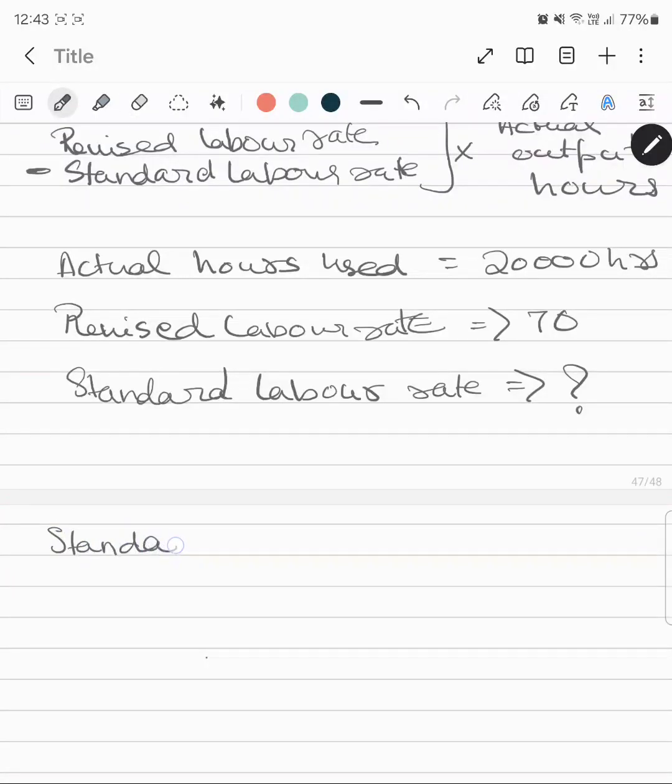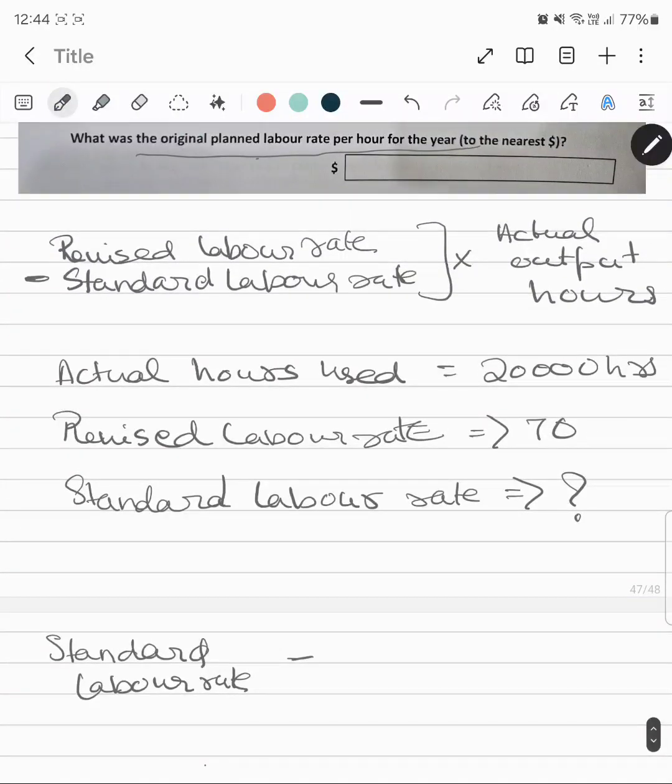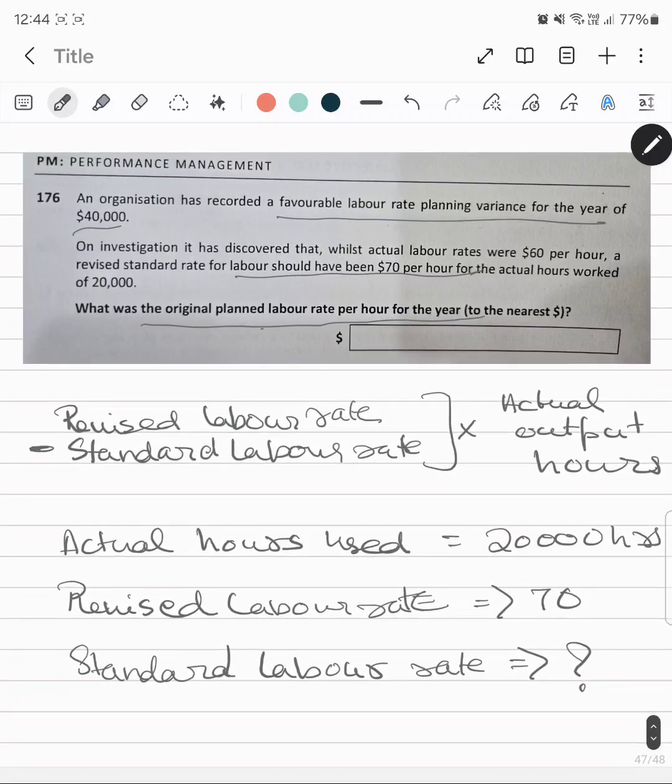So in this case, the standard labor rate is more than the revised labor rate, not the actual. Because I wrote the formula, this is revised minus standard, or you can do it as standard minus revised. Because the approach I follow is that usually your labor rate, which is your actual labor rate or the revised labor rate, if it is more than your standard labor rate, then the variance would be adverse. And if it is less than the standard labor rate, then it is a favorable one.